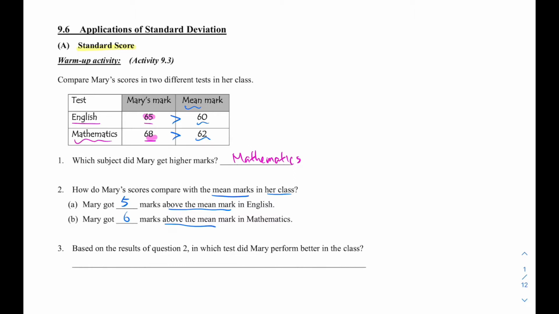Question 3, based on the results of question 2. In which test did Mary perform better in the class? Okay, so if we only consider the marks above or below the means, here you can see that 6 is greater than 5. So we can conclude here that Mary performed better in mathematics.